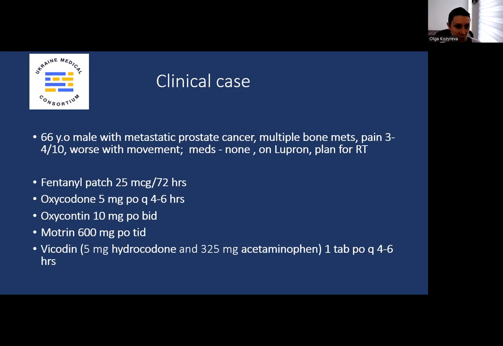What would you do for this patient? What medication would you advise him to start? Fentanyl patch 25 mics over 72 hours, oxycodone 5 milligram orally every 4 to 6 hours, oxycodone 10 milligram twice a day, OxyContin, sorry, Motrin 5 milligram TID, or Vicodin 5 milligram, which consists of 5 milligram oxycodone and 325 milligram of acetaminophen, 1 pill every 4 to 6 hours. What would you use?